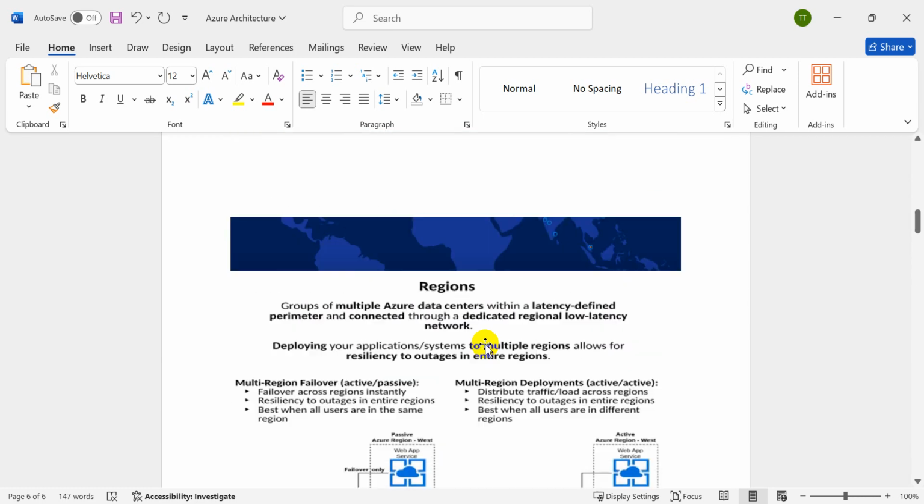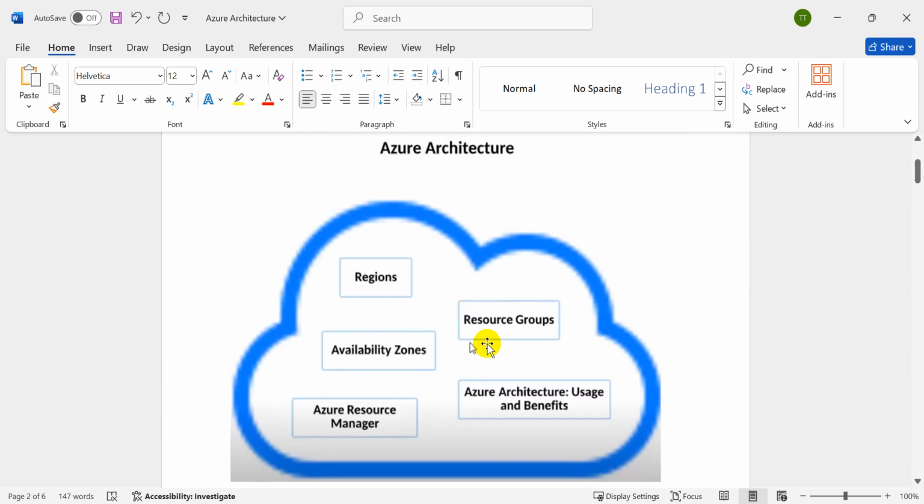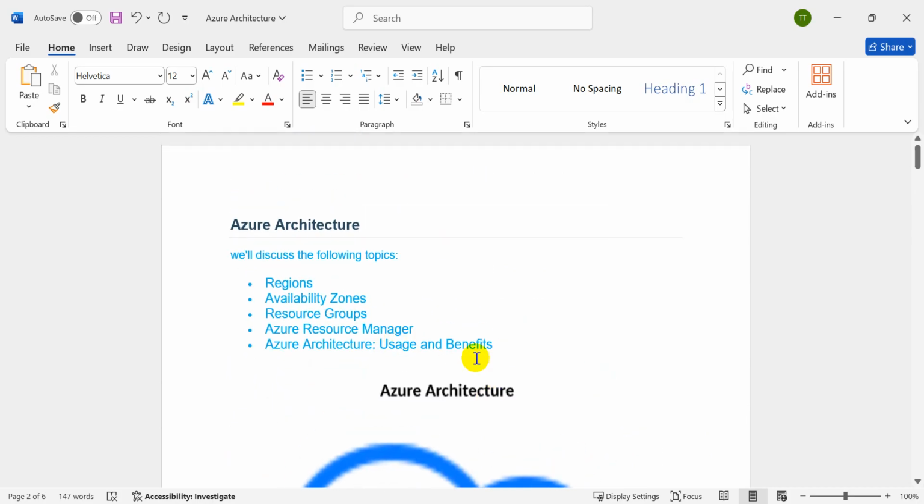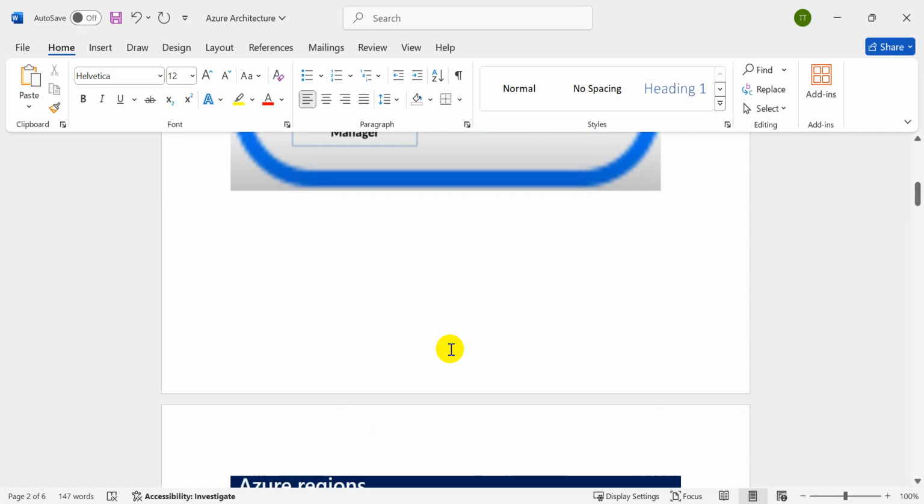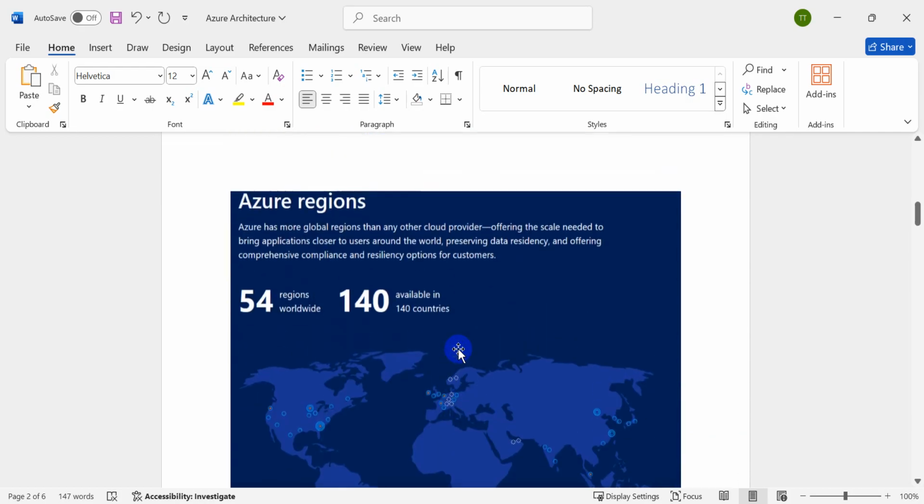Again, we will do a deep dive into each of the components, regions, availability zones, everything, and we will go for the practical. But the most important thing is to see how Azure regions are increasing worldwide. Almost 54 regions are available worldwide, and that is also expanded into 140 countries.